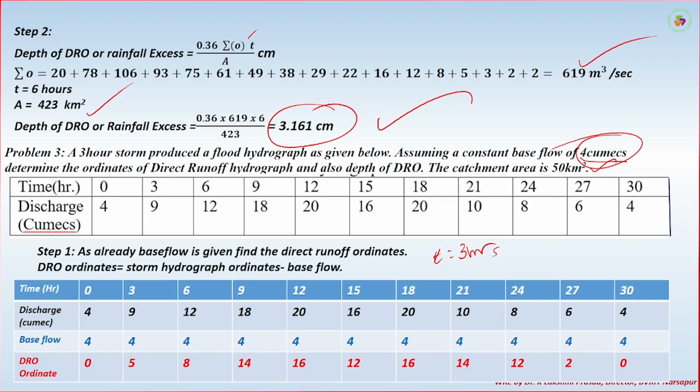Base flow is also given. Very lucky. Base flow is given. So naturally, what is the direct runoff ordinate? That is nothing but the storm hydrograph ordinate minus base flow. So can you find this out or not?